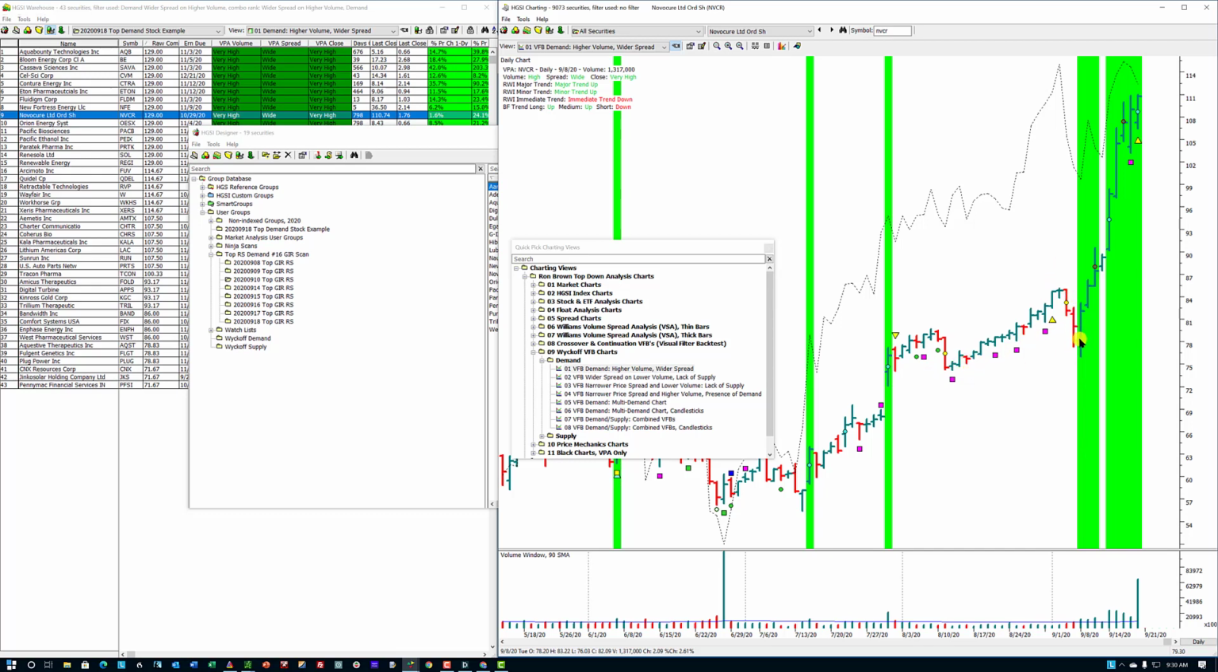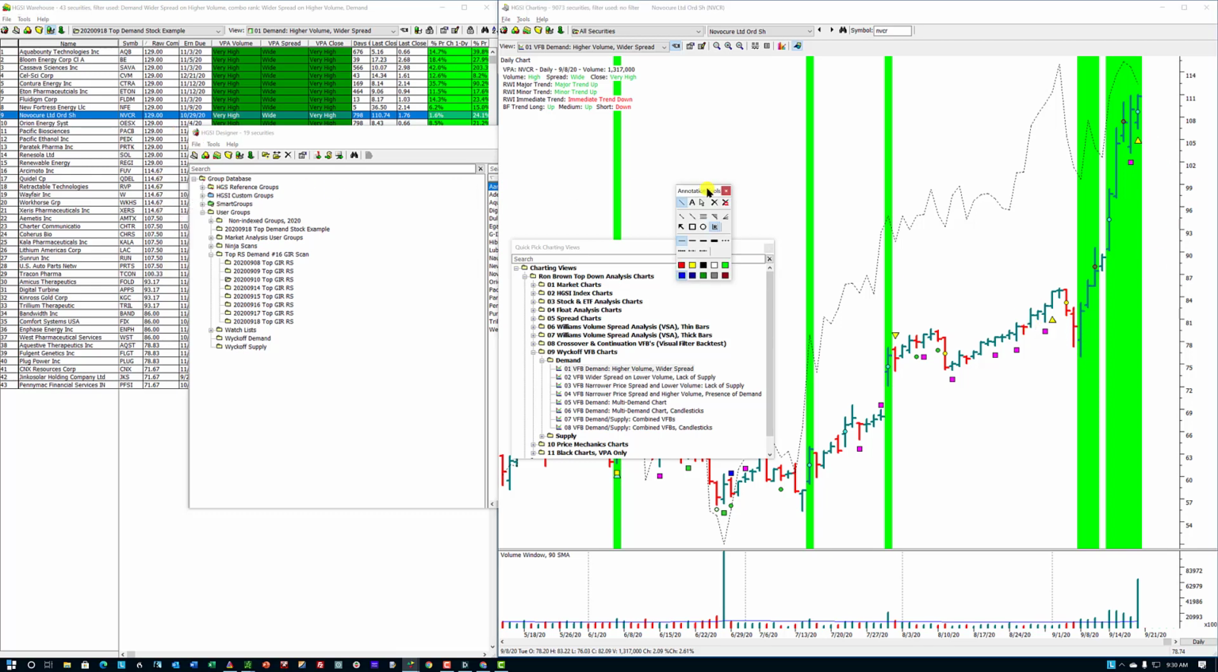You can see it was under accumulation. Here's a shakeout. Here's demand. And there was only one day where the demand filter did not apply. And you can see that that was a low volume day. Other than that, this stock has moved dramatically.